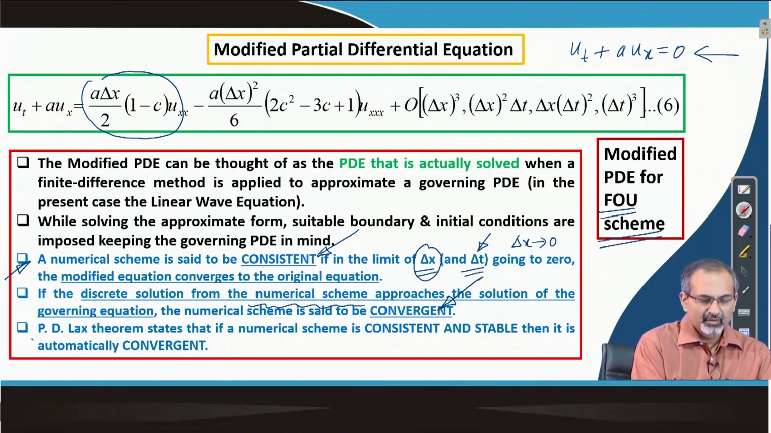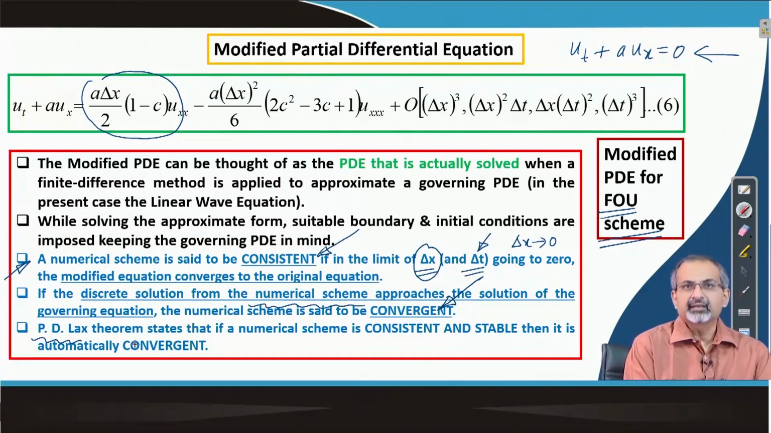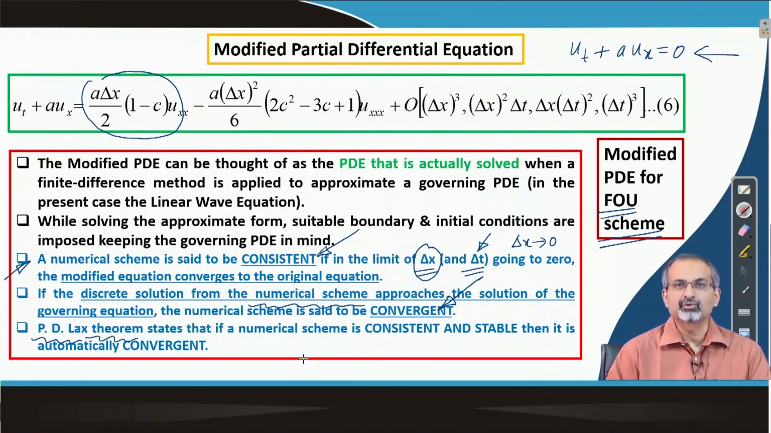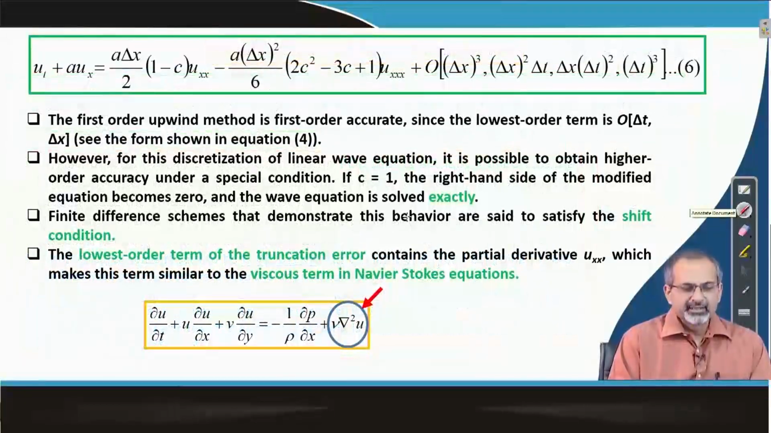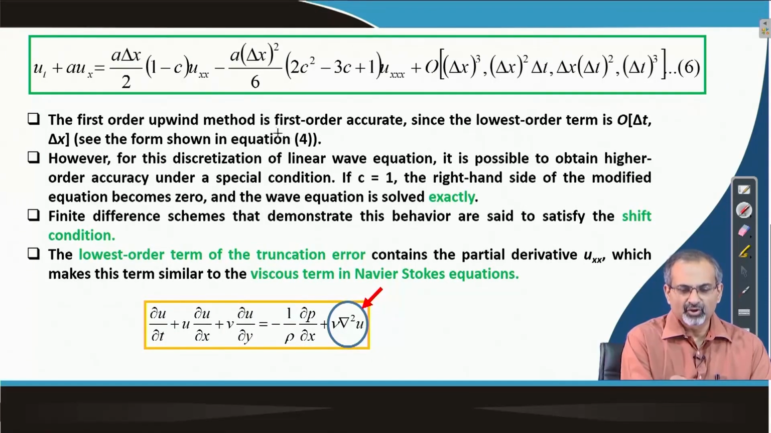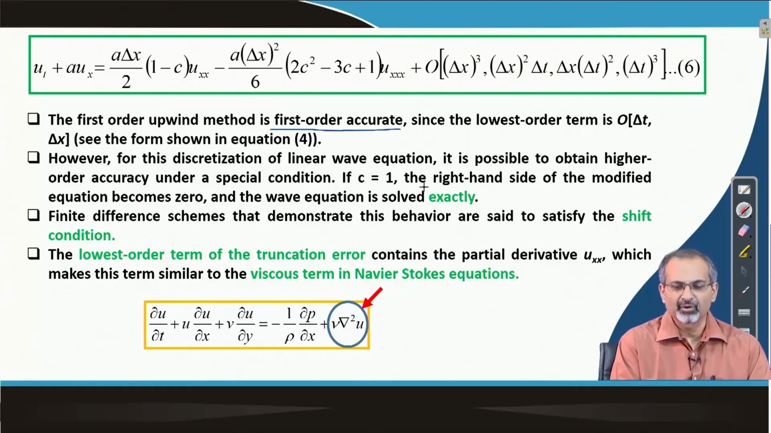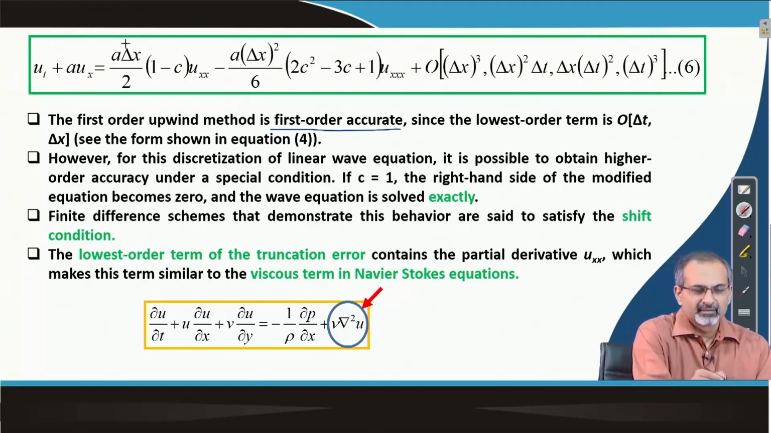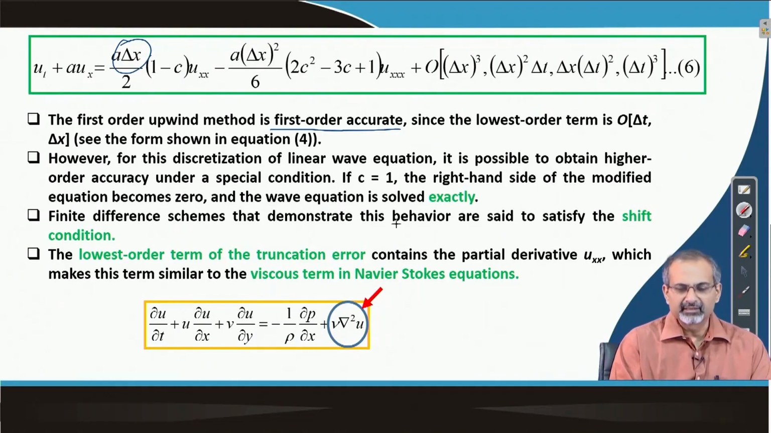Now, P.D. Lax was the scientist who proposed a theorem which states that if a numerical scheme is both consistent and stable, then it is automatically convergent. We see that the first order upwind scheme is a first order accurate scheme both in space and time. That is obvious from the leading error term that you have over here.